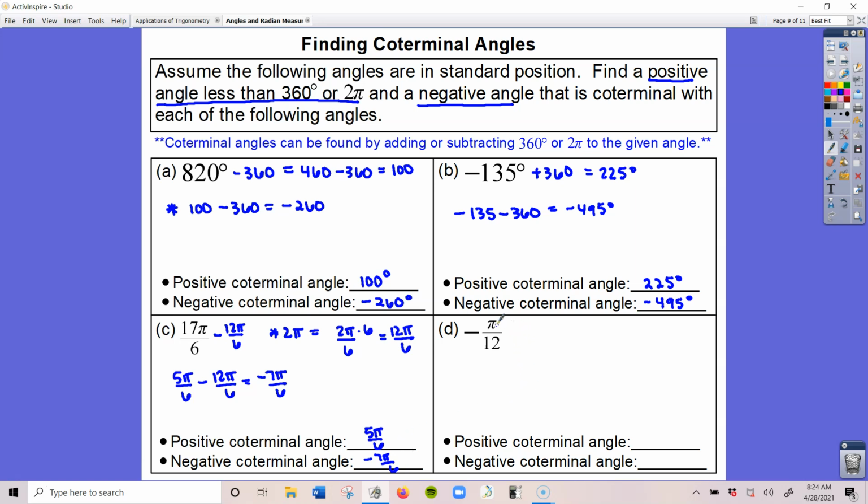Now let's look at negative pi over 12. We want a positive coterminal angle. Since this is negative, I'm going to have to add 2 pi. So this is over 12. So first I need to convert 2 pi so that it has a denominator of 12. So I'm going to multiply the denominator by 12 and the numerator by 12, which gives me 24 pi over 12. So I'm going to add 2 pi, the 24 pi over 12, and that gives me 23 pi over 12.